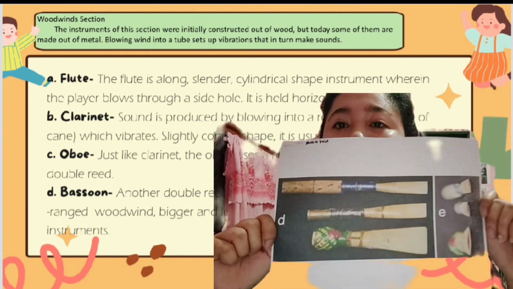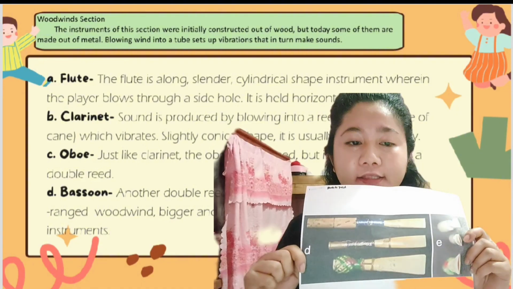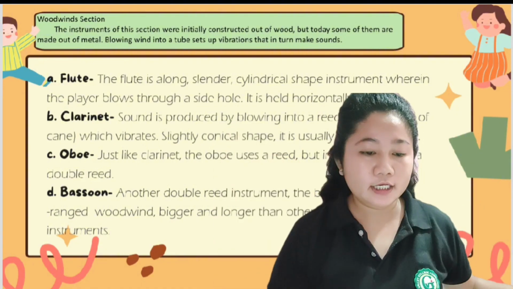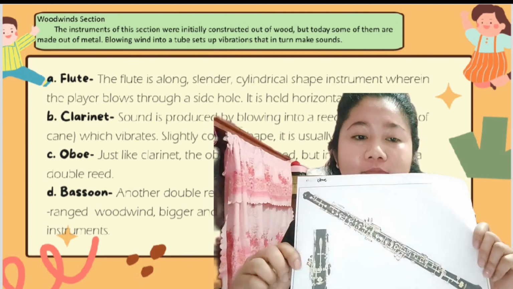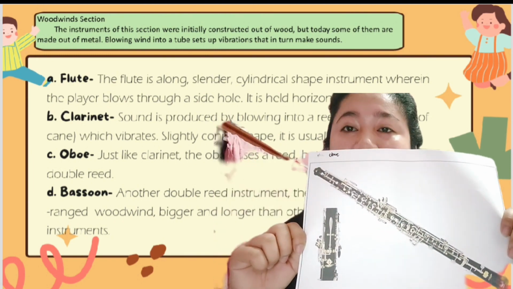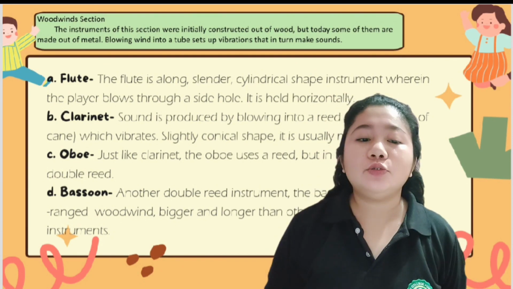Ito siya. Ayan. Magkaiba na siya. Double na siya kasi. And then, si oboe is ito yung itsura niya. Ayan. May kasimilarity lang siya ni clarinet. Alright. So, now, let's proceed to the bassoon.